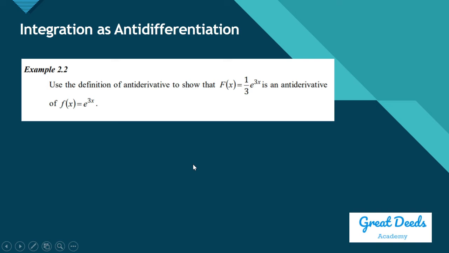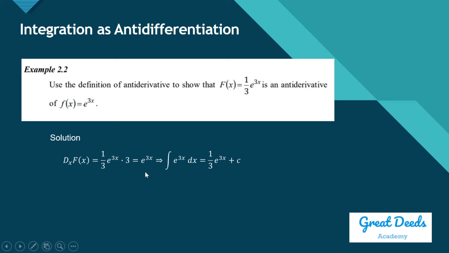Use the definition of antiderivative to show that capital F of x equals 1 over 3 times e to the 3x is the antiderivative of e to the 3x. So what do we do? If I get the derivative of this with respect to x, this is basically the chain rule and the derivative of the natural exponential function. So the derivative is equal to 1/3 times e to the 3x times 3. That is how you do the chain rule. 3 divided by 3 is equal to 1, so you are left with e to the 3x.